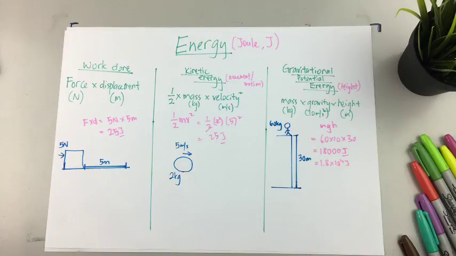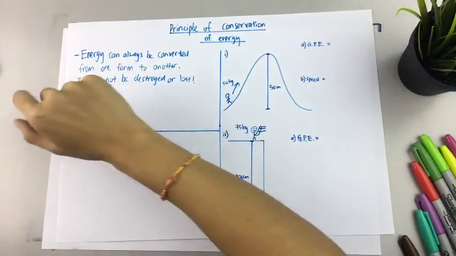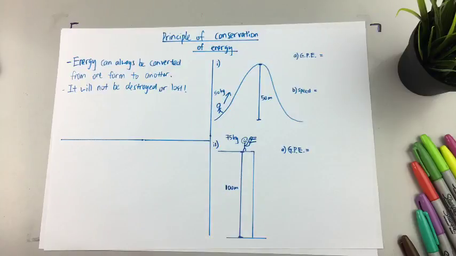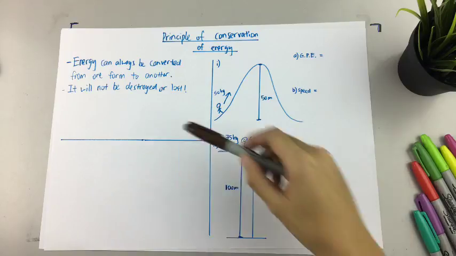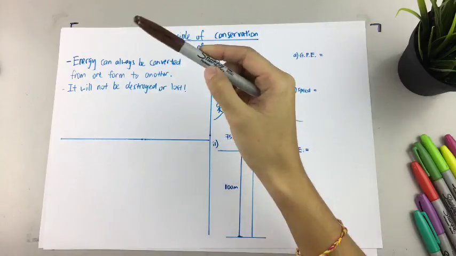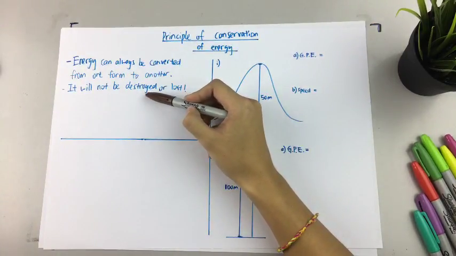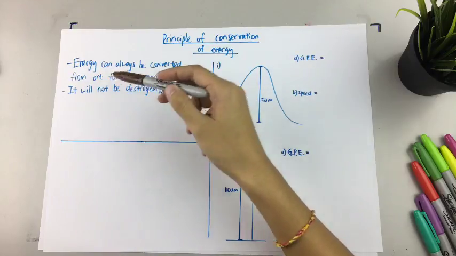Okay, so these are the core of the energy chapter, but the most important part is your principle of conservation of energy. That's the question that students will be confused about and don't know how to do the rest of the question. The principle of conservation of energy tells us that energy can always convert from one form to another, and the amount will not be destroyed. So the total amount will always be the same, and energy will not be lost as well.